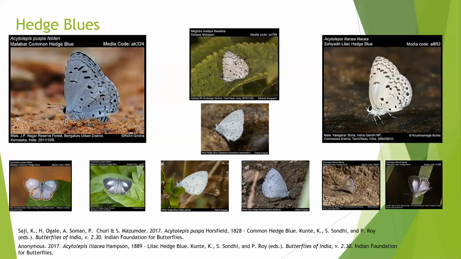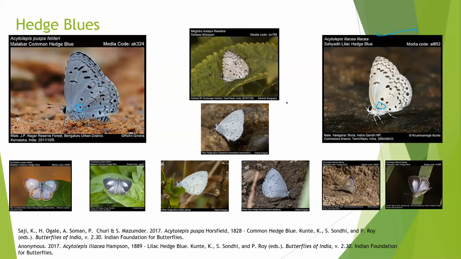See, there are two hedge blues found in our city limits: one is on the eastern side of the Western Ghats, and one is on the western side, and it is commonly found everywhere. This Indian Malabar common hedge blue and this lilac hedge blue both have a spot in space 1B. This spot is present in these two. That's how they are different from other hedge blues.